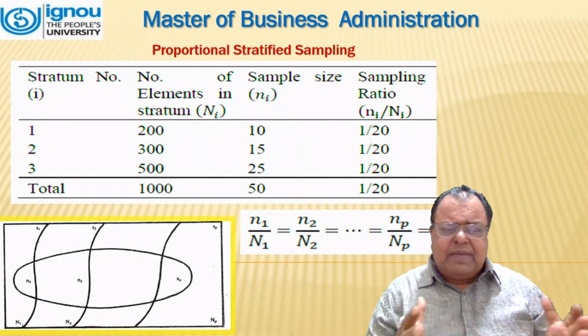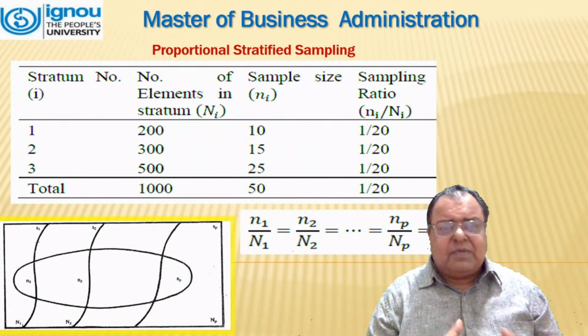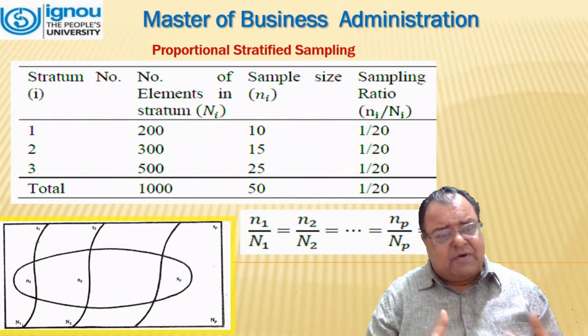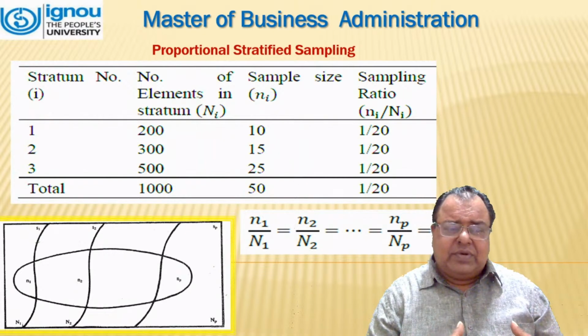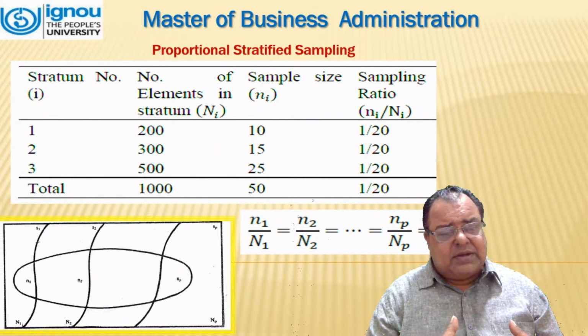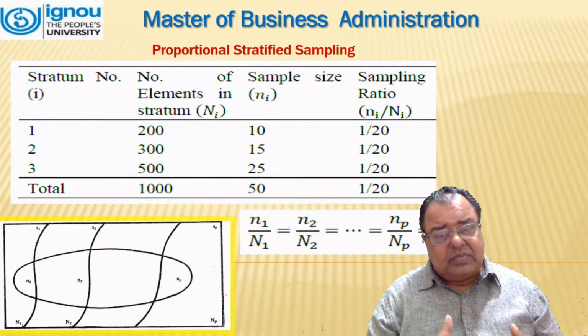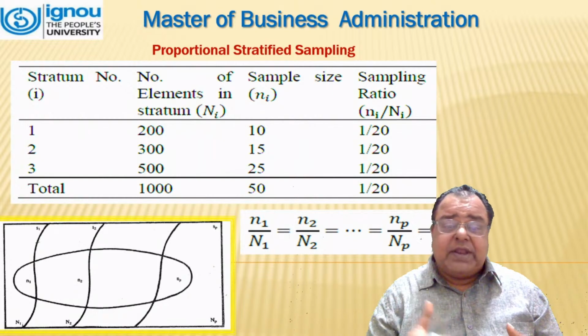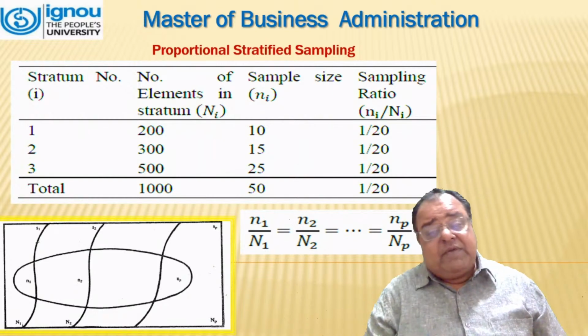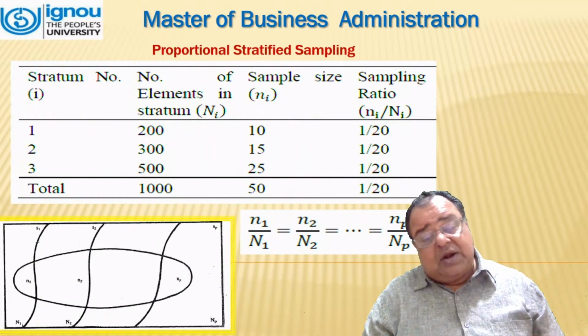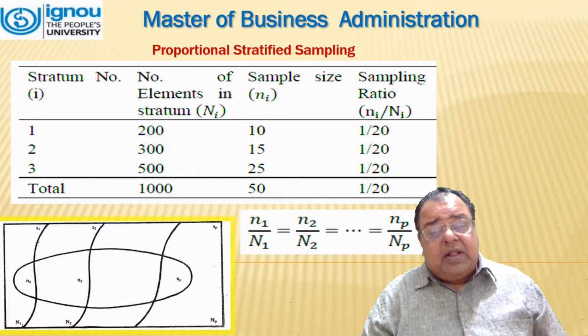Now, we take up an example of how proportional stratified sampling is performed. We have three strata, 1, 2, 3, and the number of elements in the strata is 200, 300, 500. Now we have to decide what will be the sample size. Suppose in the first we take 10, in another we take 15, and the third one we take 25.